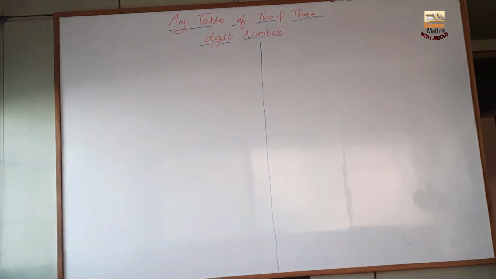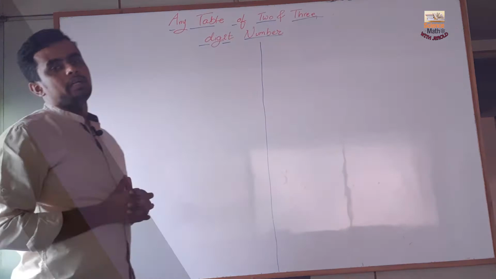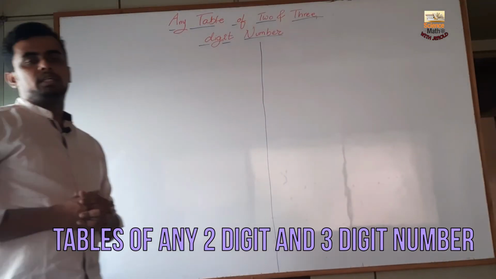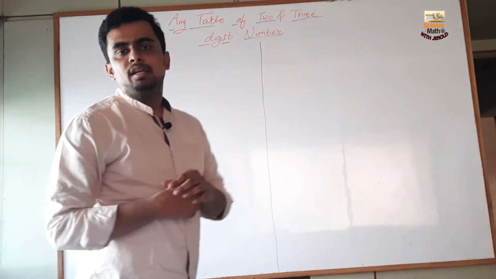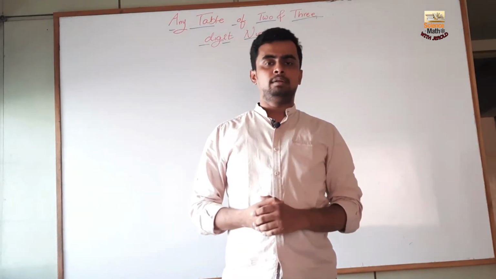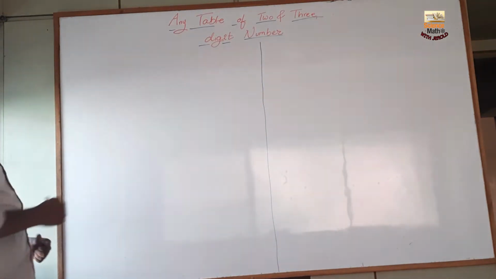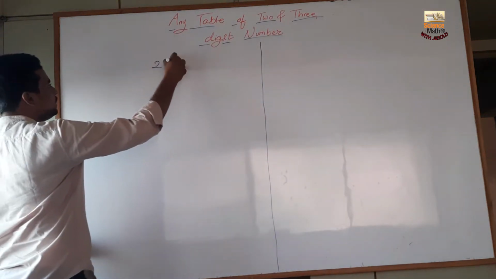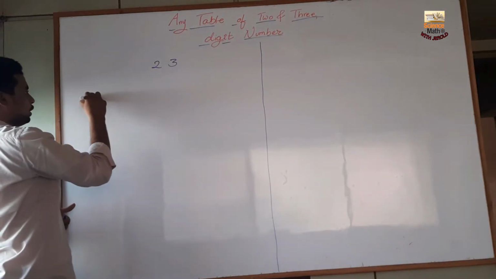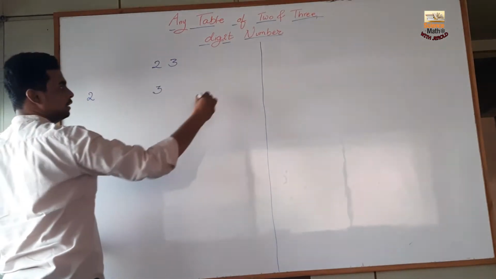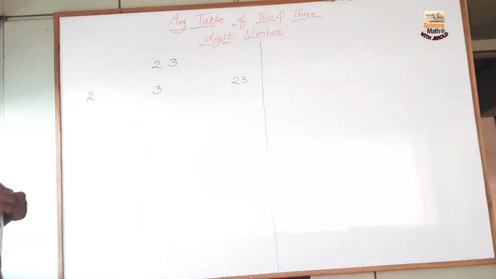So let us see what exactly I have to do and what tricks are there to know the tables of a 2-digit number or a 3-digit number with only the tables that you study from 2 to 9. Let us start. The first number we will take is a simpler number, that is 23. Knowing the table of 23, what I have to do is take number 2 and number 3, and I will take 23. Let us see how I can write the table.